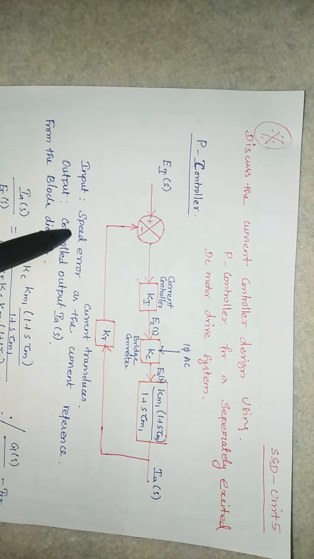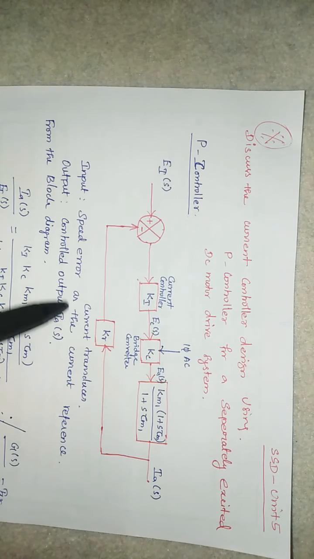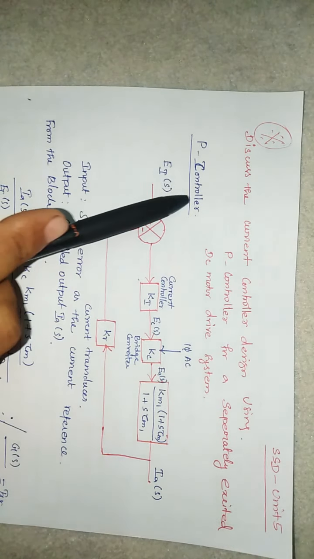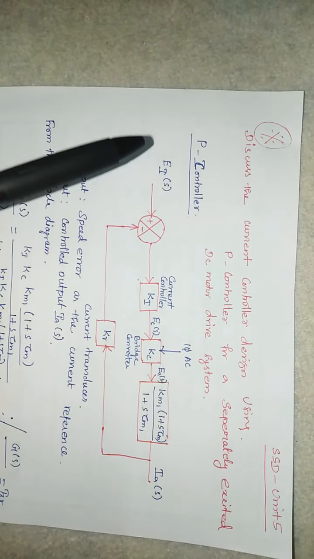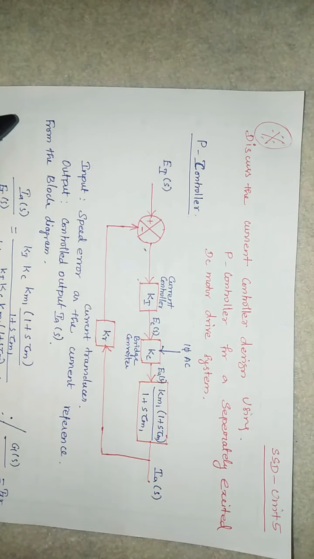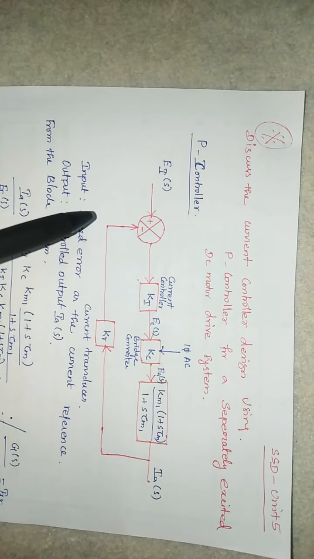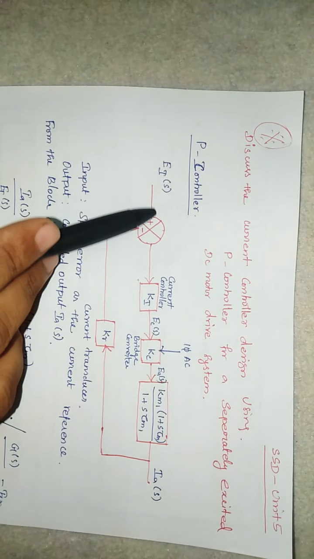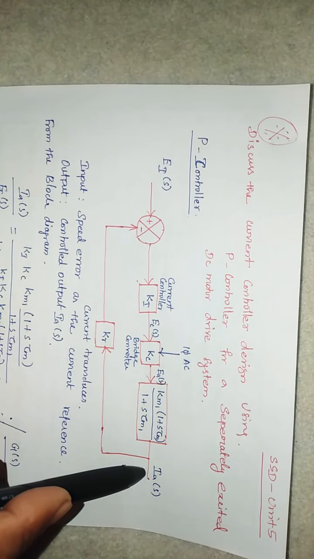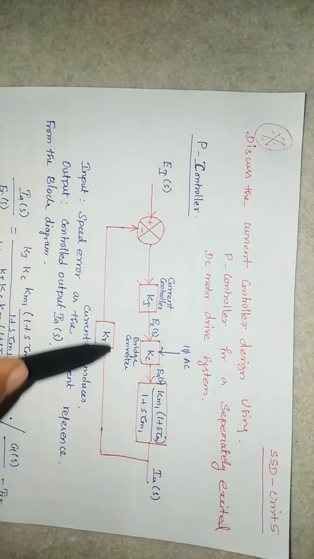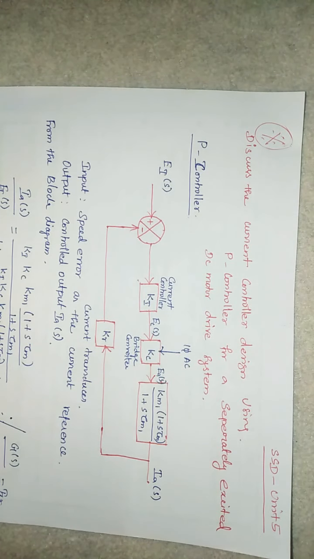So here the input is the speed error, but it is taken as a current reference. The output, obviously, we know, is current. In this block diagram, we can identify the main flow, and here the feedback section.